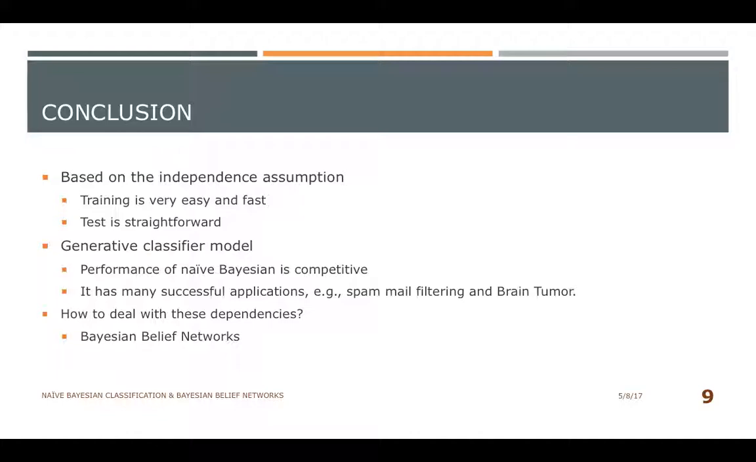So we conclude that based on the independence assumption, the training is very easy and fast. The test is also straightforward. Compared with generative classifier models, the performance of naive Bayes is competitive. It has many successful applications like spam mail filtering and brain tumor detection in the medical department. But there is one problem in naive Bayes, that it doesn't deal with dependencies. For that, we have the Bayesian belief network. So this is how the naive Bayesian classification works.